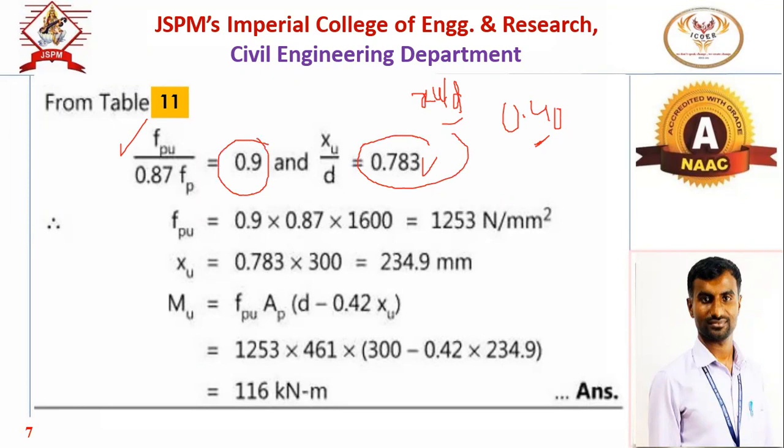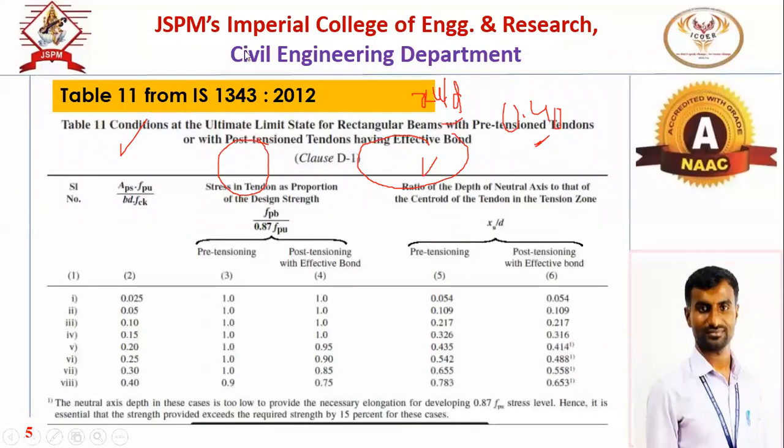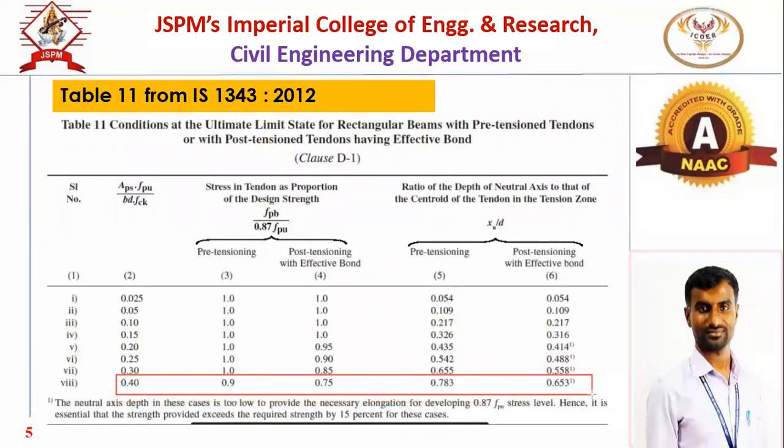Table number 11. Now we will again go back to table number 11. If you see this table number 11 here, okay, so in table number 11 you have got the effective reinforcement ratio. You have got the effective reinforcement ratio as 0.4. Now the values corresponding to this 0.4 for pre-tensioning, it is 0.783. This is for the depth of neutral axis, and for the stress in tendon the ratio is 0.9. So 0.9 and 0.783, it is from this table number 11 corresponding to the effective reinforcement ratio of 0.4.